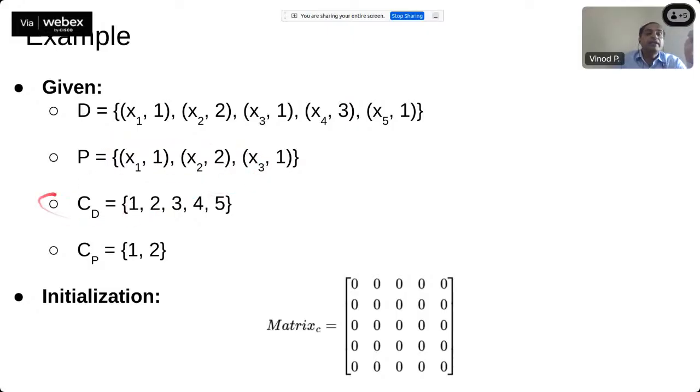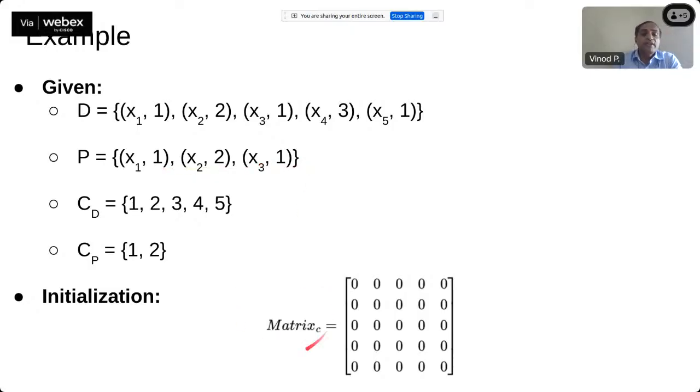The complete data set contains 5 classes: 1, 2, 3, 4, 5. I have just shown a snapshot of 5 instances with 3 classes: 1, 2, 3. And we want to forget instances corresponding to 2 classes, class number 1 and 2. So I want to forget 3 instances, but they belong to 2 different classes.